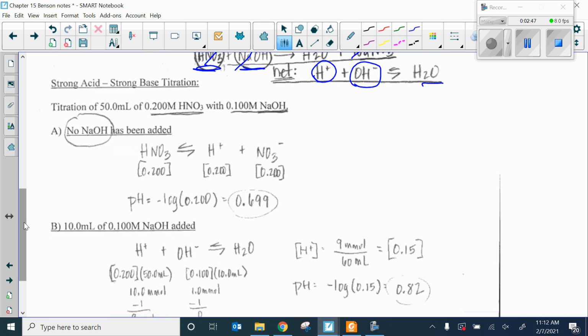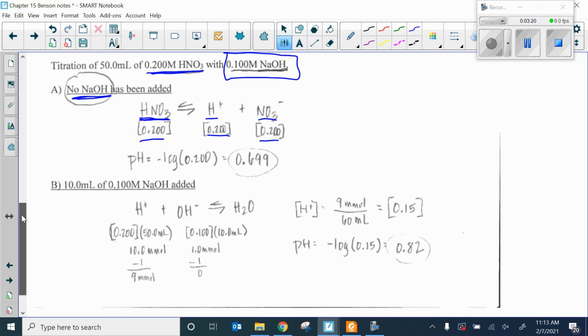Now, because I do not have any NaOH added here in this first one, I have 50 milliliters of 0.2 molar nitric acid, okay? And when I add some NaOH, it's going to be of a 0.1 concentration. Well, because I haven't added any NaOH, I need to recognize, oh, this is a strong acid, completely dissociates, so the concentration of these are all the same because I have a strong acid. And so then I can just go ahead and take the negative log of my hydrogen ion concentration, I get the pH. Now, is it buffering?